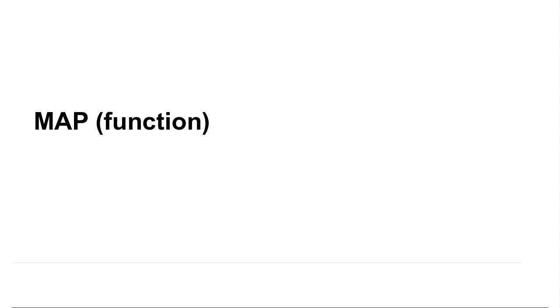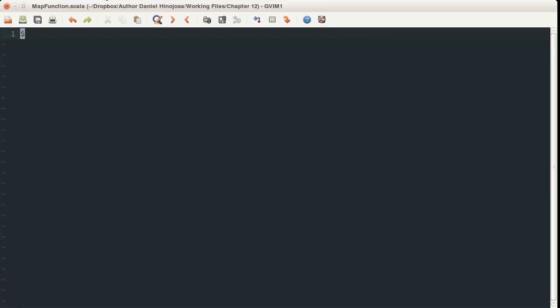So let's start off with a list in a file we'll call mapfunction.scala, and we'll play around with this operation called map. Here we are in mapfunction.scala, and we're going to start off with an object that extends App that we can run. Here's our object. I'm going to create a list, and I'm going to create a function.